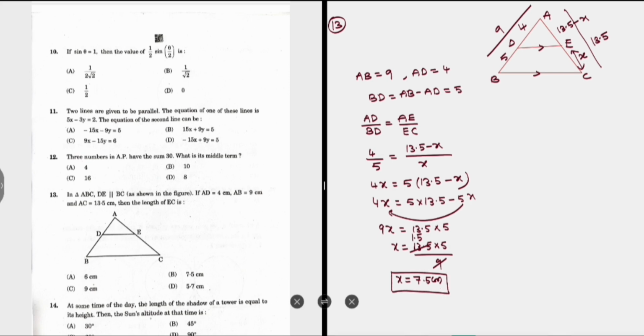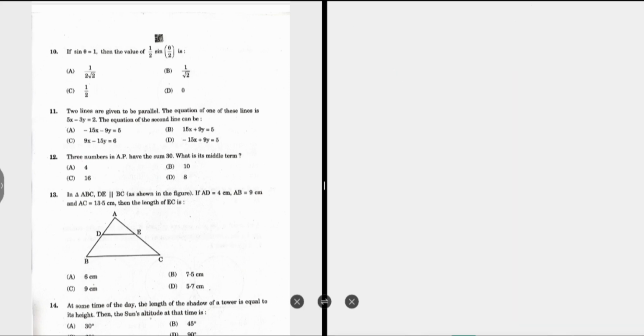So where is 7.5? Option B. Option B is correct. Question number 13, option B is correct. Let's see the next question. Question number 14.